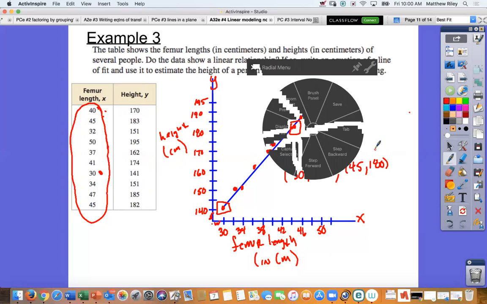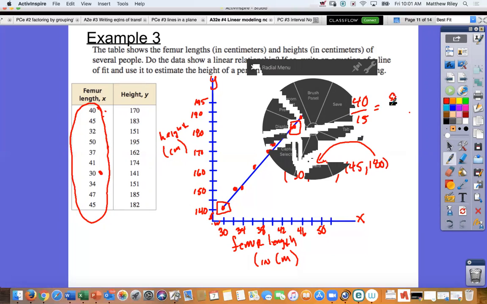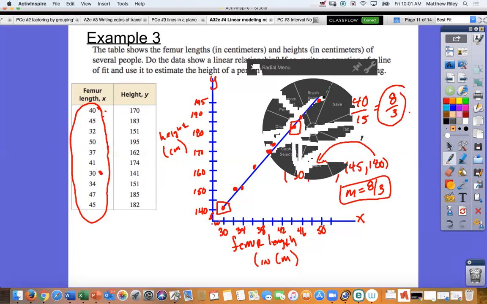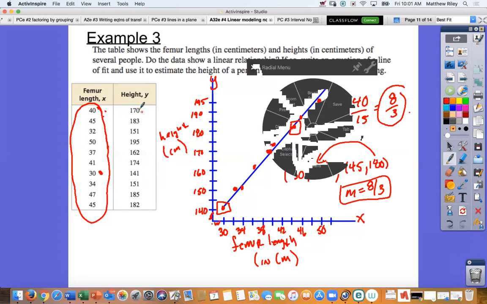So find your slope: 180 minus 140 over 45 minus 30 equals 8/3. How do you find your y-intercept? Again, pick any point that this goes through. Well, how about this one? That's nice and clean. We got (41, 70).